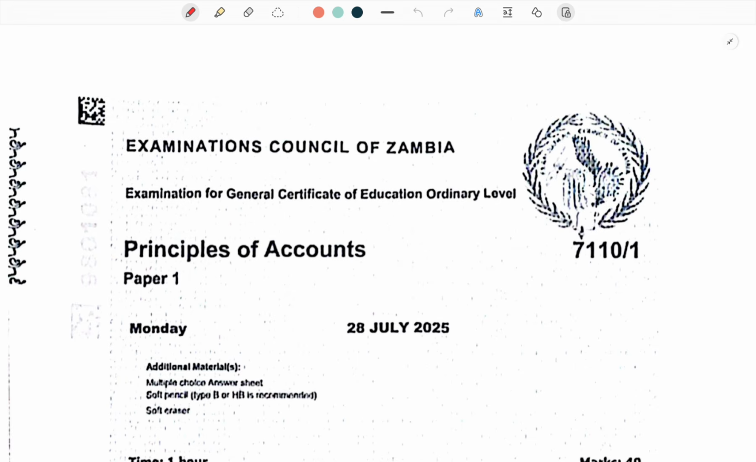Today we shall be looking at Principles of Accounts Paper 1. I will try by all means to ensure that I make this particular lesson easy, especially for revision. Some questions will be simple and straightforward, and we'll just need to go through them like that. But I would encourage you to get to know the questions properly, because most of the questions are repeated.